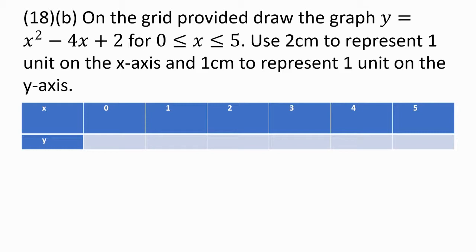Question 18, part B. On the grid provided, draw the graph y = x² - 4x + 2 for x greater than or equal to 0 and x less than or equal to 5. Use 2 centimeters to represent 1 unit on the x-axis and 1 centimeter to represent 1 unit on the y-axis.